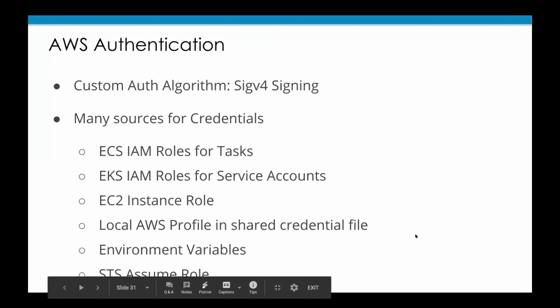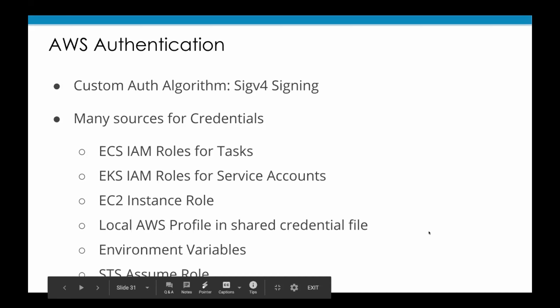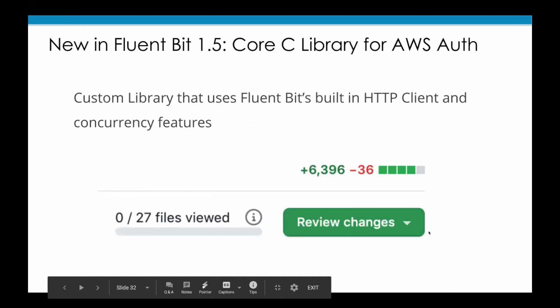It's called SigV4 signing, which is the auth algorithm that AWS uses for AWS services for our APIs. And then there are many sources for credentials depending upon where you are running in AWS. And these mechanisms are all supported by the standard AWS SDKs. There was not an AWS SDK in C that I could use for Fluent Bit, and so that's why I was unable to contribute to the core of Fluent Bit. However, I've now fixed that.